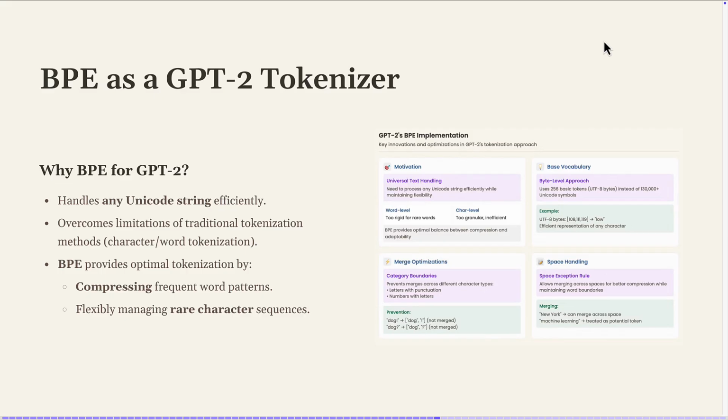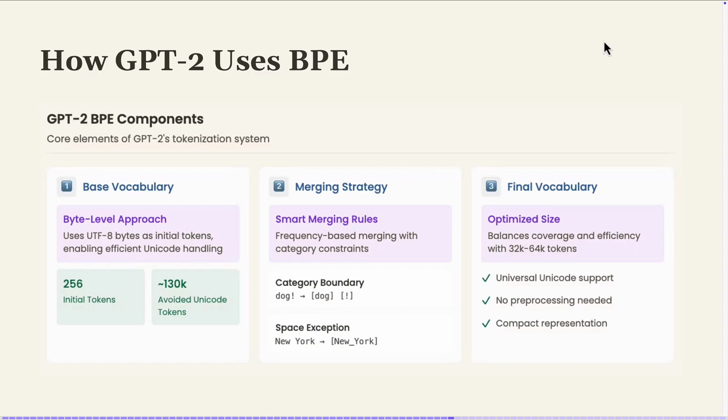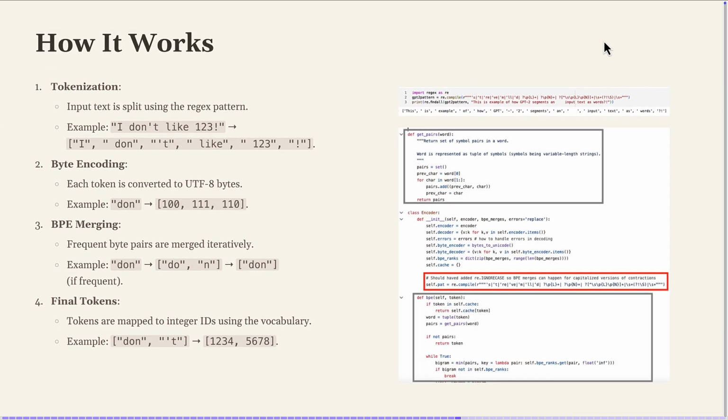Okay, so in this case, it will prevent, using some regular expression, these words from being tokenized or merged together. So this "dog" and, for example, an exclamation mark will not be merged. And they do this using predefined conditions. So let me take you to their code.